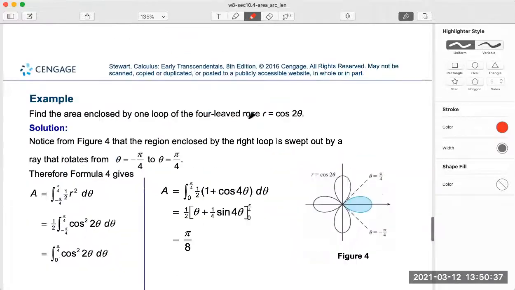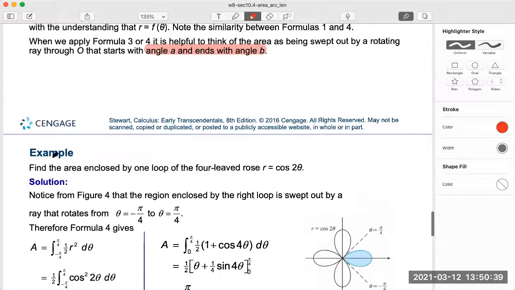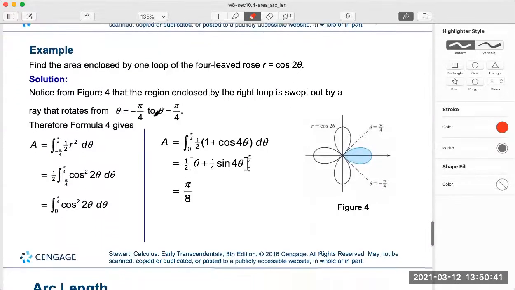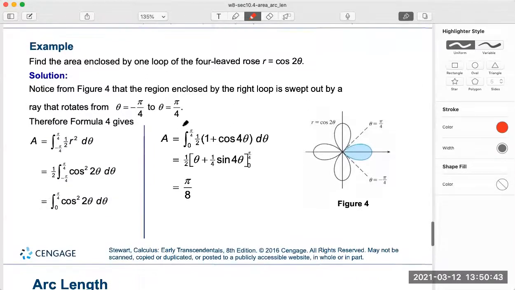Now let us do this example together. And I decided to leave the whole solution this way so that you understand how we express our thought and how to argue in your test. So we need to write it clearly. We want to find the area enclosed by the four loops of r is equal to cosine of 2 theta, right?